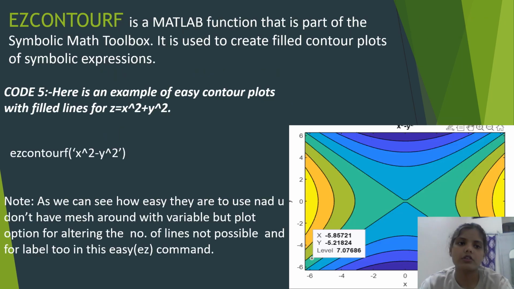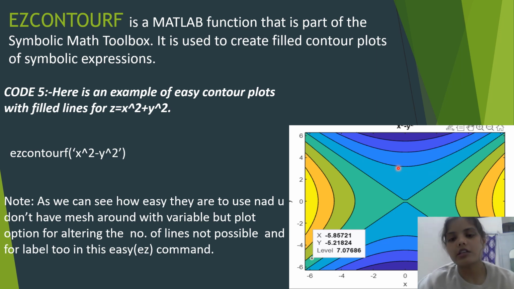So let me start with ezcontourf. It is a MATLAB function that is part of the Symbolic Math Toolbox. It is used to create filled contour plots of symbolic expressions. So here is an example for the equation z equals x square plus y square, and this is the code for that plot. We use ezcontourf on the equation, and after applying this command we get this kind of a graph.